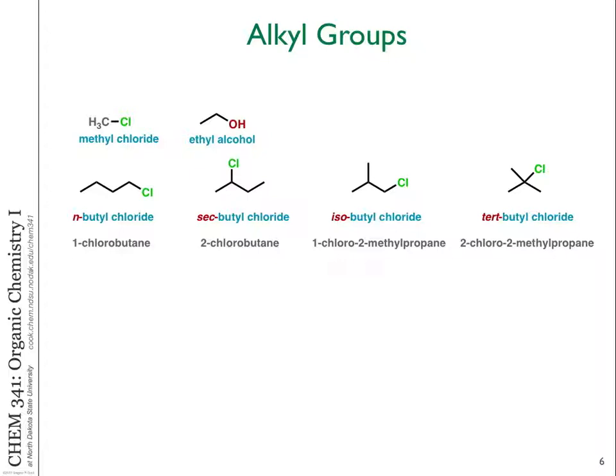And I want to talk a little bit more about this. So you'll see some interesting names here. For example, these molecules here on the bottom. They're all isomers of butane, but have a chlorine on it. And 1-chlorobutane, 2-chlorobutane, 1-chloro-2-methylpropane. That's the third molecule, and 2-chloro-2-methylpropane. Those are the official IUPAC names for those molecules.